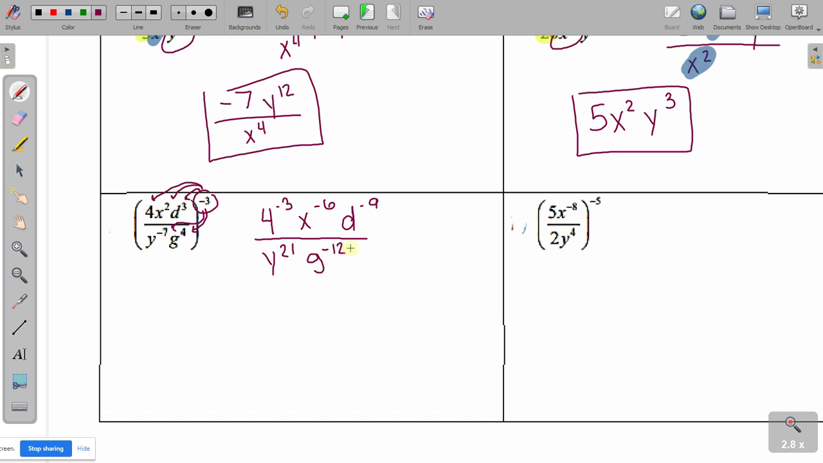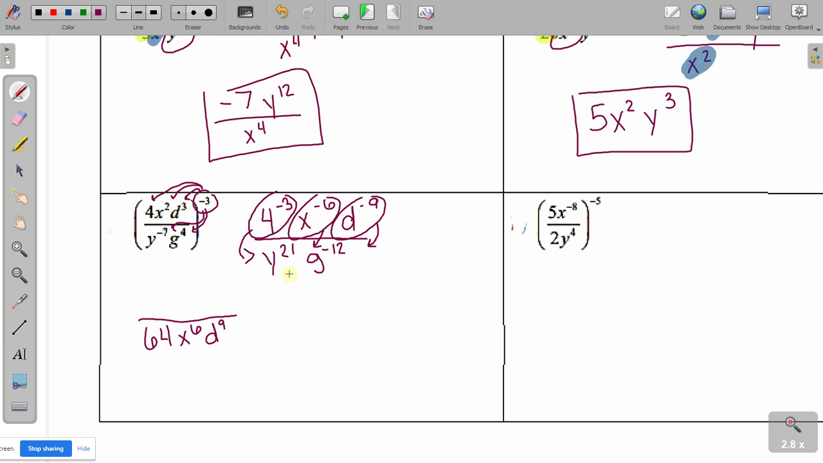Now we have negative exponents we have to get rid of. 4 to the negative third needs to move down. X to the negative 6 needs to move down. And d to the negative ninth needs to move down. So let's go on and move those down. 4 to the negative third. When we move them down, we get positive third. So 4 to the positive third is 64. Then we have x to the positive 6th and d to the positive 9th.